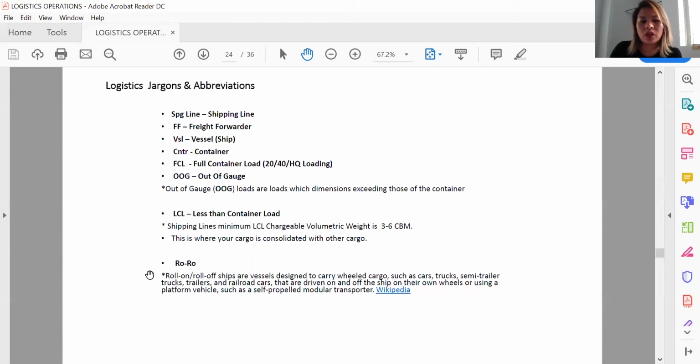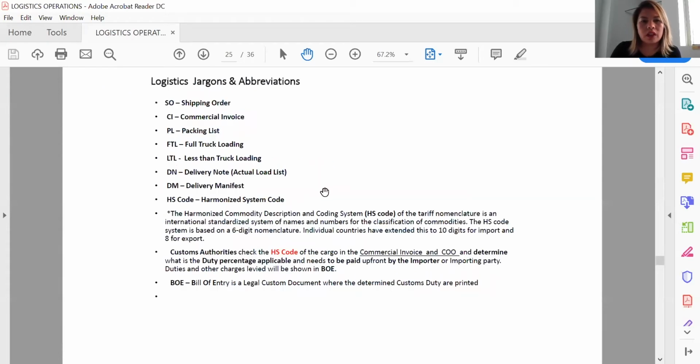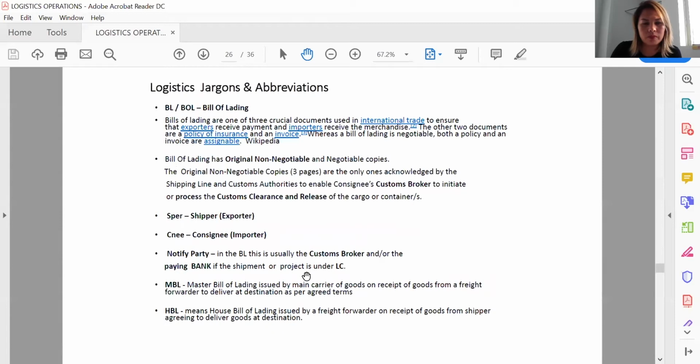RORO, which is roll on, roll off. Ships are vessels designed to carry wheeled cargo, such as cars and trucks. It's self-explanatory. All these things I can share with you, no problem. Yeah, it's too complicated, intricate, yeah?